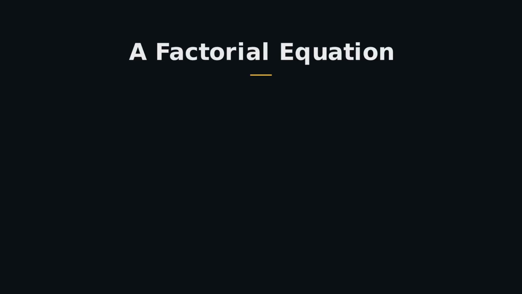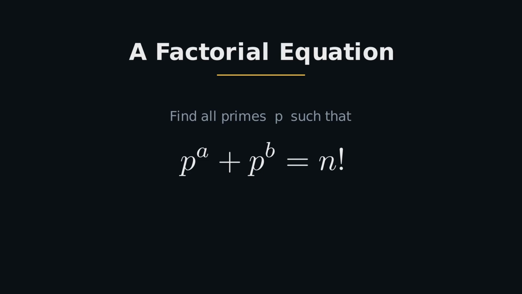Hi, in this video I will show how to solve a fun little factorial equation with prime numbers. Here's the problem. Find all primes p such that p to the a plus p to the b equals n factorial, where a, b, and n are positive integers.